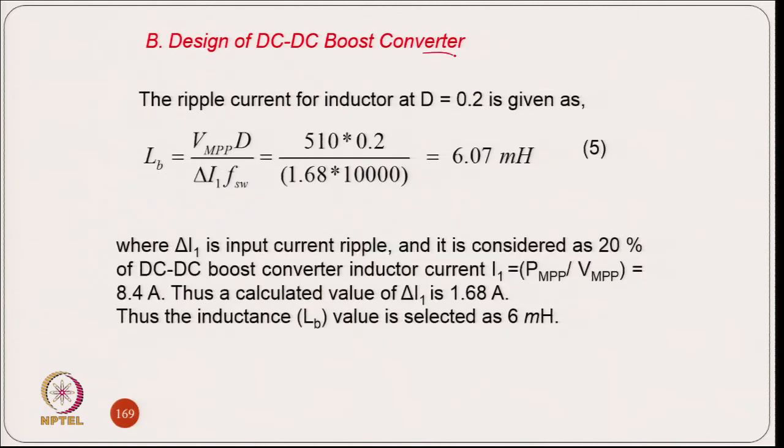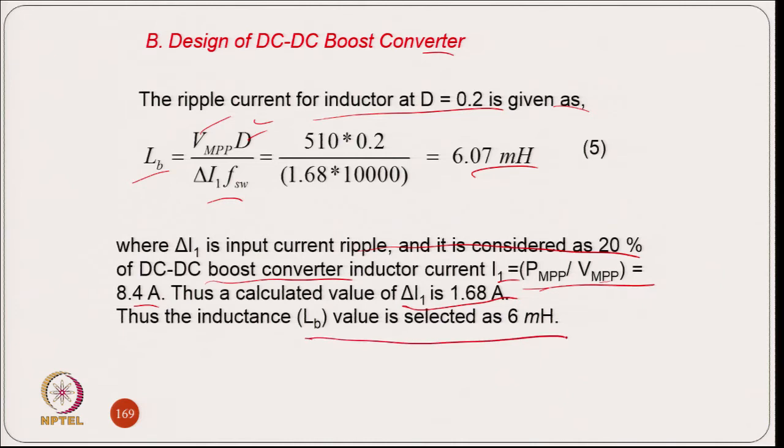And the design of the DC-DC converter corresponds to a duty cycle of 0.2. So, we can get the interfacing inductor value from the MPPT voltage with duty cycle and ripple current. So, we get 6.07 millihenry. The ripple current is considered 20% of the DC boost converter inductor current, and we can find out the inductor current from MPP. So, it comes 8.4 ampere and the calculated ripple current is 1.68, thus the inductance value selected is 6 millihenry.